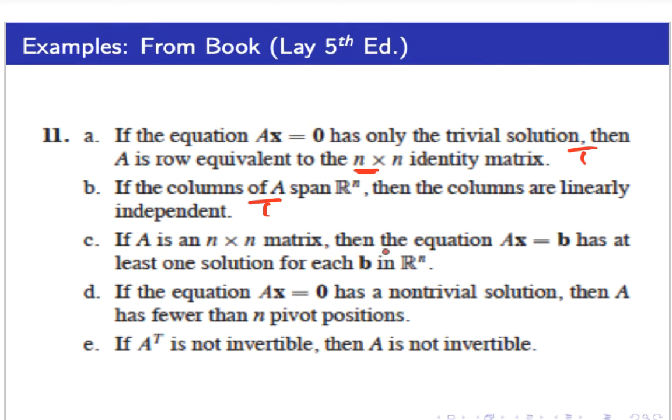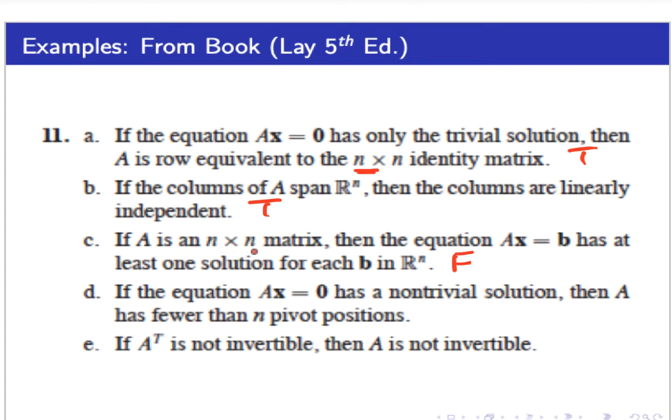Now clearly this is one of these statements. We agree with that. This equation has at least one solution for each B in Rn. And I will say the answer is false. And you will say, why? The thing is, this statement can only be true if your A is an invertible matrix.